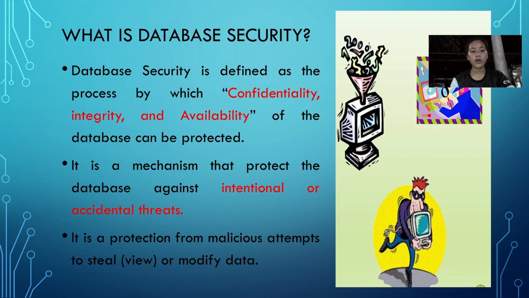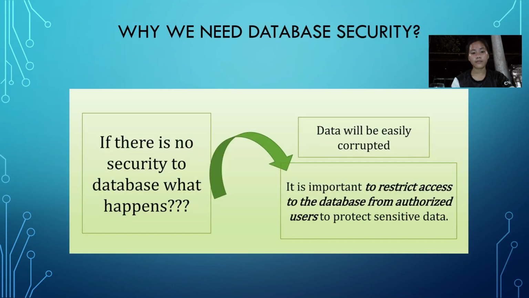So now we're going to discuss what database security is. Database security is defined as the process by which the confidentiality, integrity, and availability of the database can be protected. It is also a mechanism that protects the database against intentional or accidental threats, and a protection from malicious attempts to steal or modify data.